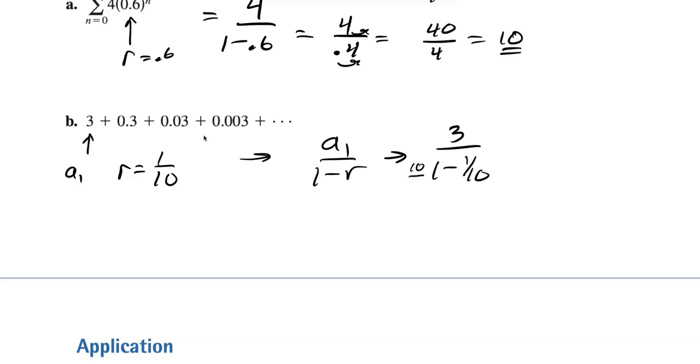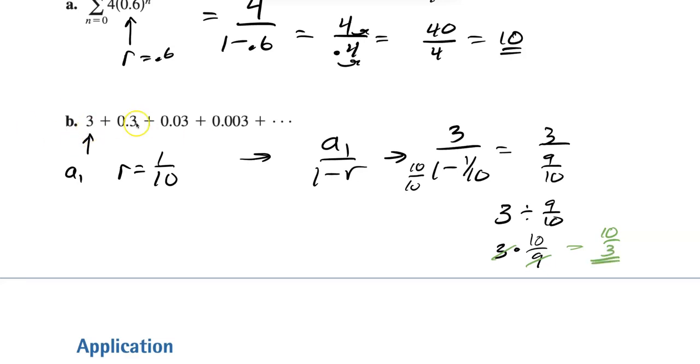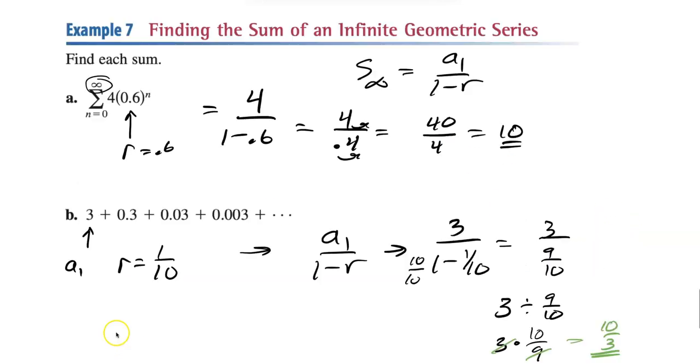Same idea. I'm going to try to do it by hand real quick. 3 over 9 over 10. So that's the same thing as saying 3 divided by 9 over 10, which is 3 times the reciprocal. And I get, reduce, I get 10 over 3 as the sum of that. So if you add this, plus that, plus this, all the way to infinity, you get 10 over 3. And that's the lesson.